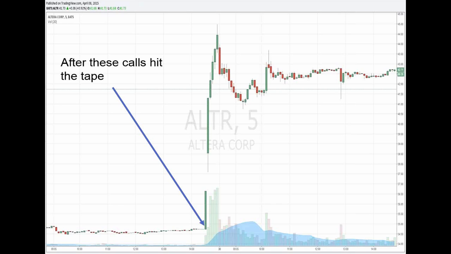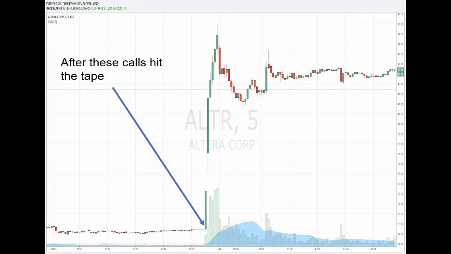Being able to recognize this type of suspicious order flow and taking advantage of it can be extremely, extremely profitable, and is completely on the level in terms of regulations, right? There's nothing wrong with looking for suspicious order flow and taking trades off of it, okay?